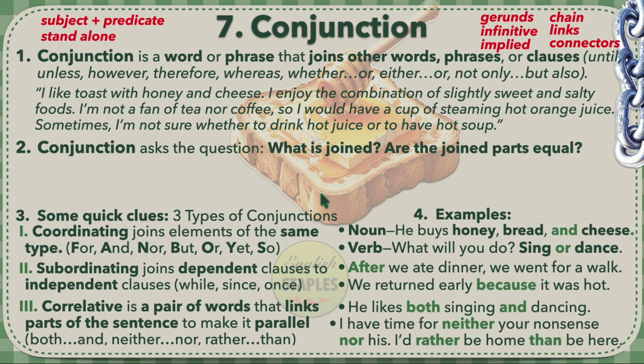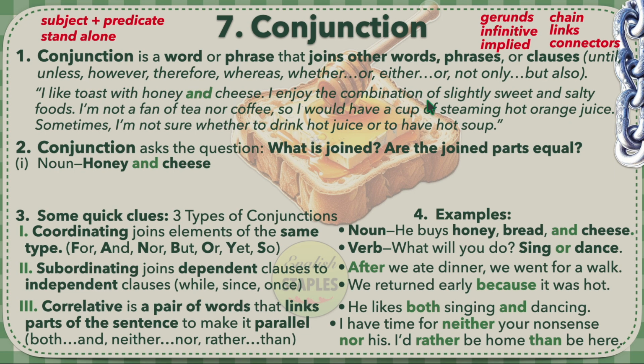So here we have toast with honey and cheese. Let's break this down. Let's ask some questions and discover the conjunctions in this story. What is joined? I like toast with honey and cheese. So we have something joined here. And so we have honey and cheese. Honey is a noun and cheese is a noun. So here, honey, cheese. They're both nouns. Can we find anything else that's joined?